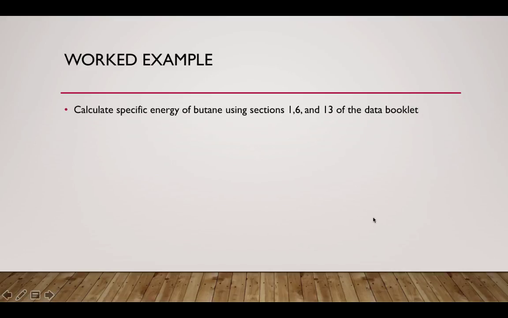Okay, let's work out an example. We're going to calculate the specific energy of butane using sections 1, 6, and 13 of your data booklet. All right, so 1 and 6 and 13 will give us a couple of different things. What we're going to look for first is the delta H of combustion for butane is negative 2,878 kilojoules per mole.